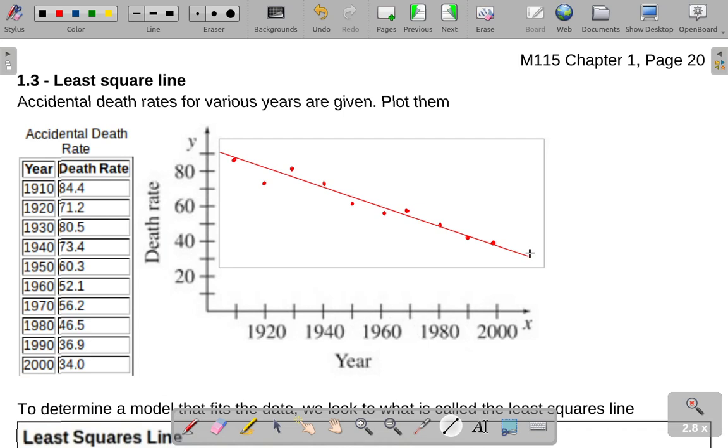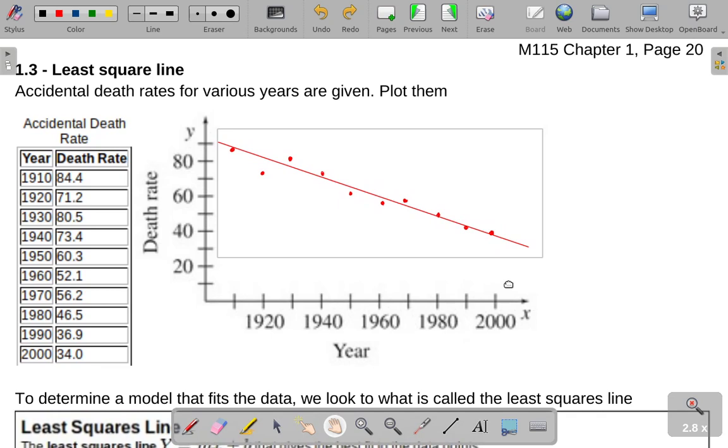Now, the question we're concerned with here with the least square line is, how do we find this line? And what's to say that's the best fit line? What's to say that it shouldn't be just a little bit more like that? Maybe that's a slightly better fit. How do we actually agree upon a line that's a good fit?